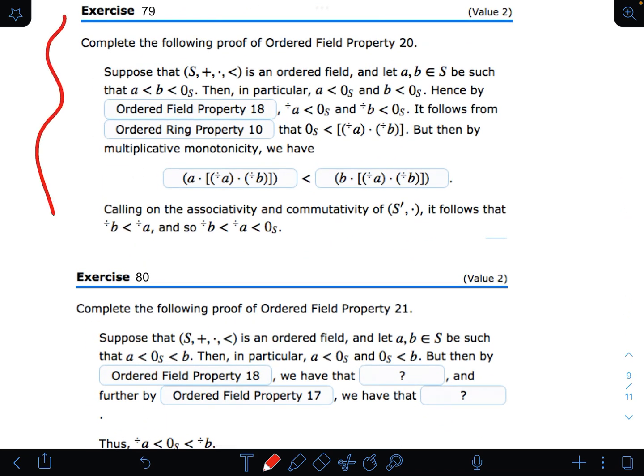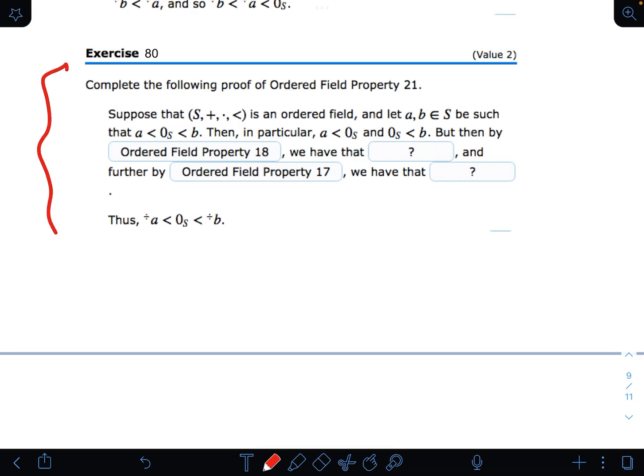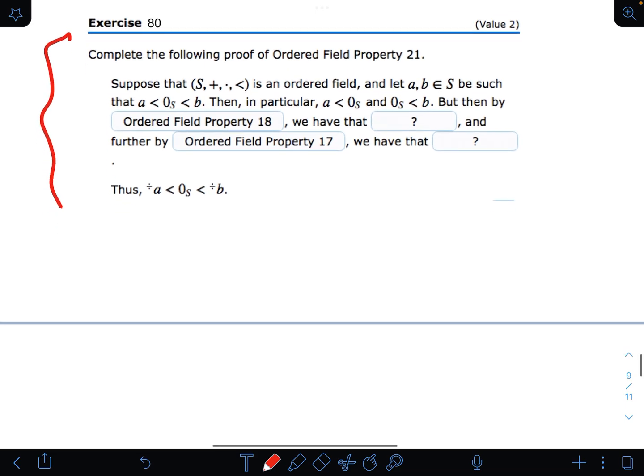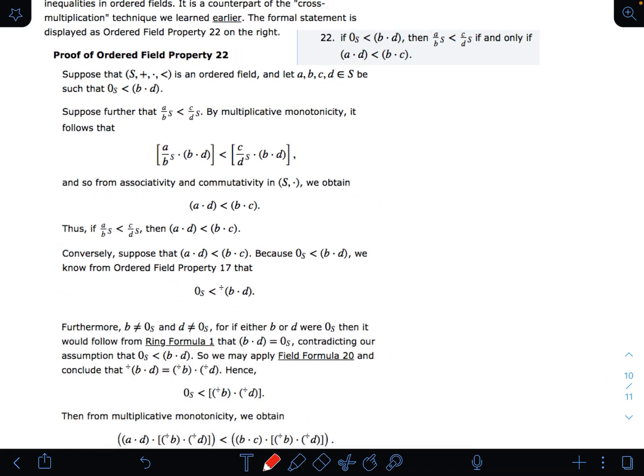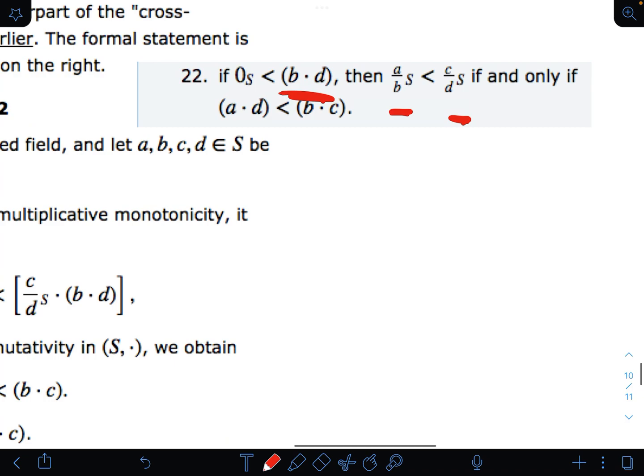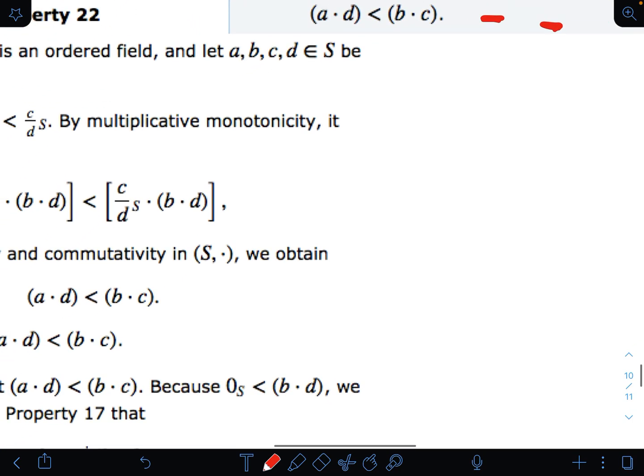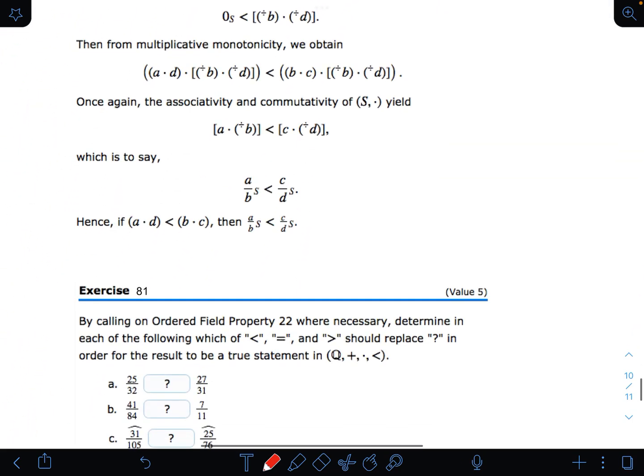Okay, so exercise 79 I filled in for you, and so I have exercise number 80, all right? Moving on down here, the proof of ordered field property 22, and again, this is just showing that if 0 is less than b times d, then a over b is less than c over d only if a times d is less than b times c. And that's that cross multiplication again. See? So easy enough. All right.